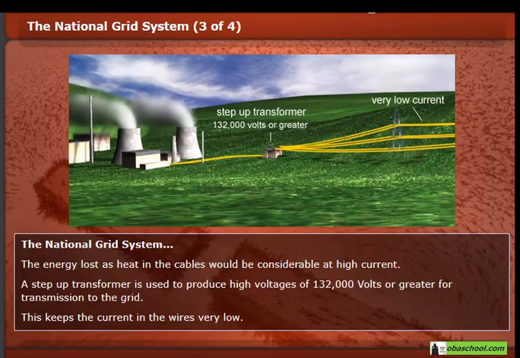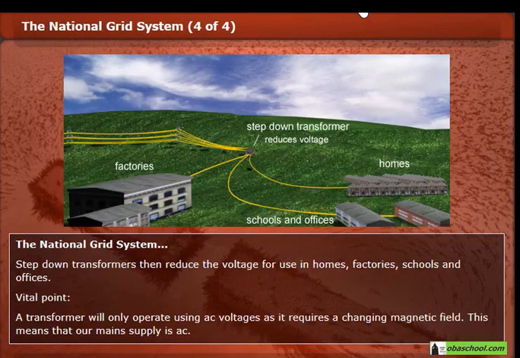The energy lost as heat in the cables would be considerable at high current. A step-up transformer is used to produce high voltages of 132,000 volts or greater for transmission to the grid. This keeps the current in the wires very low. Step-down transformers then reduce the voltage for use in homes, factories, schools and offices.